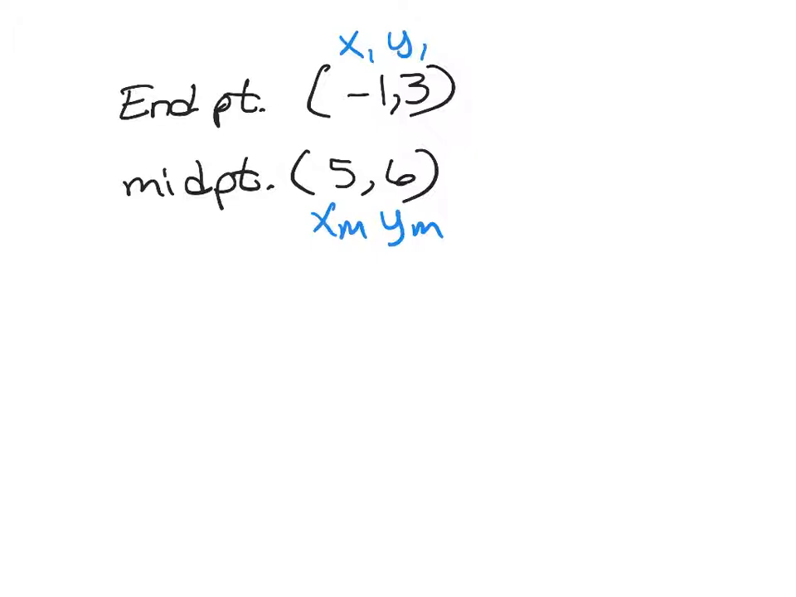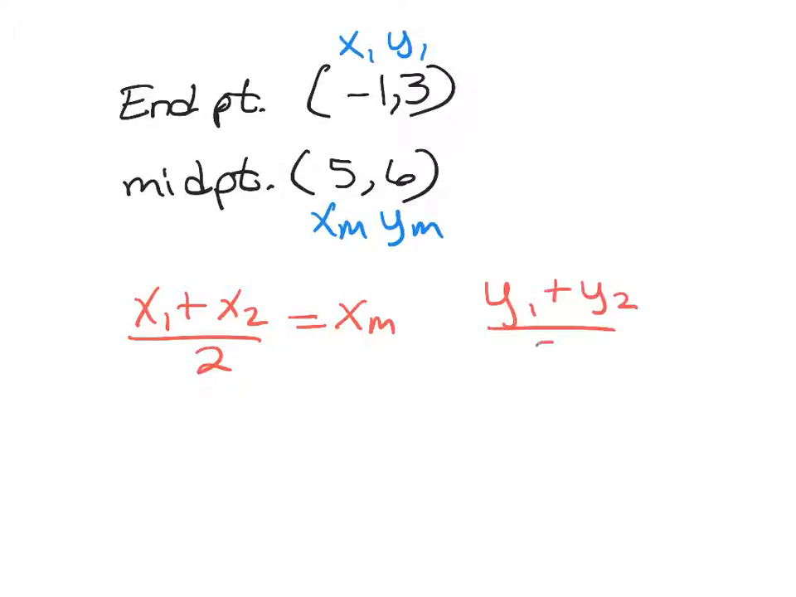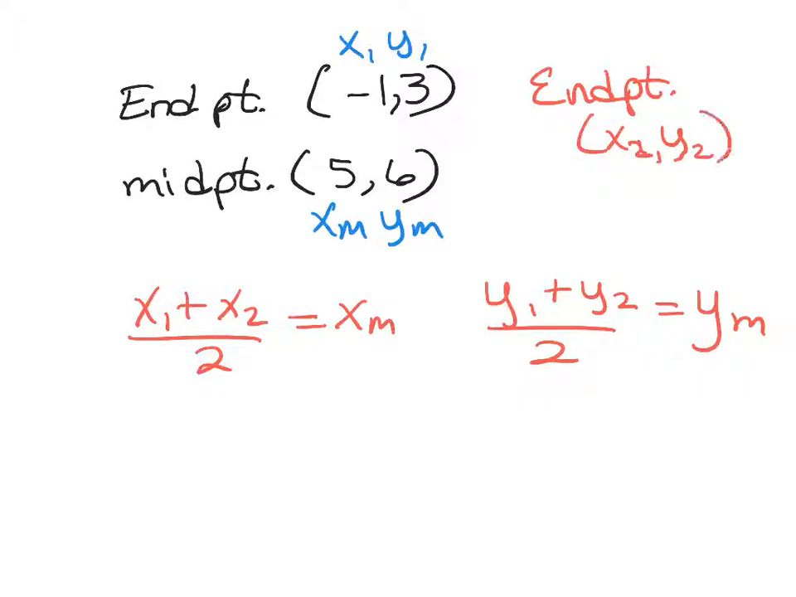Again, I'm going to use the same formula. So I'm going to do x1 plus x2 divide by 2 equals xm. And then y1 plus y2 divide by 2 equals ym. So I'm going to plug in. I'm looking for the other endpoint, which will be x2, y2. Now this example is not in your notes. I'm just doing an extra problem for you. So if you want to write it down, you can always add your page to Notability.